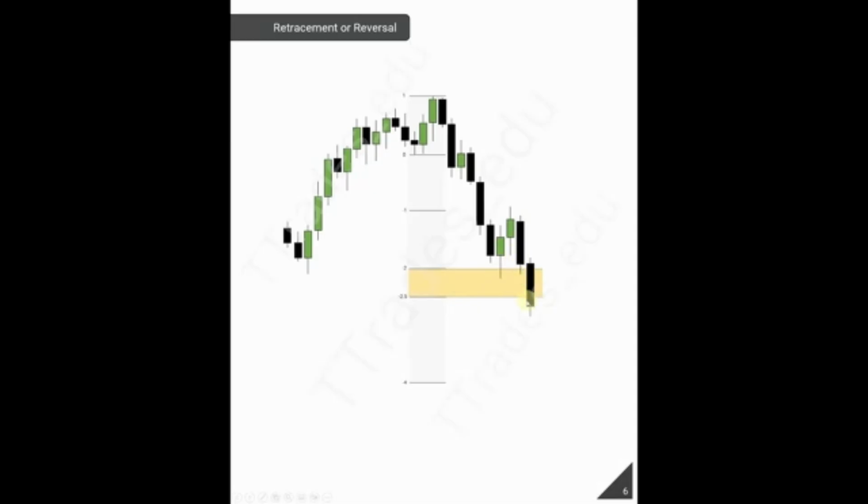If price displaces and closes through this area, then I'm looking for the max expansion or the -4 standard deviation. Once hitting max expansion, what I can do is mark out a discount and premium of this leg here and look for price to retrace to an equilibrium.